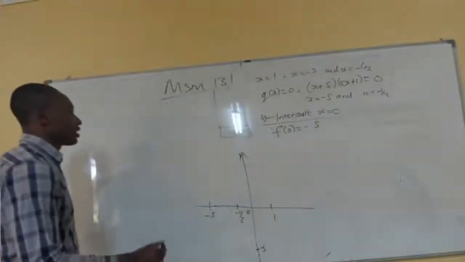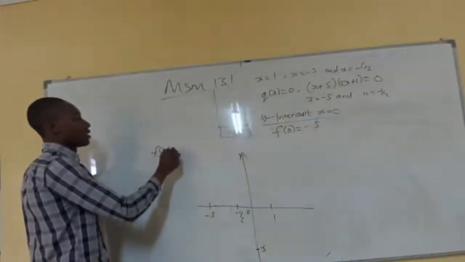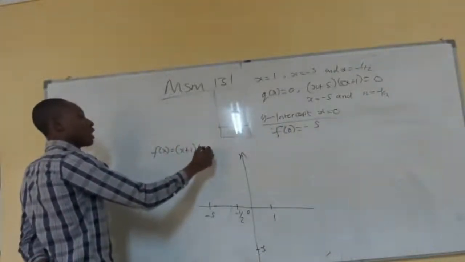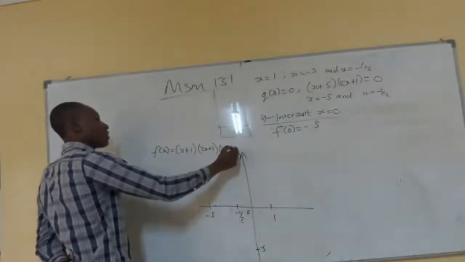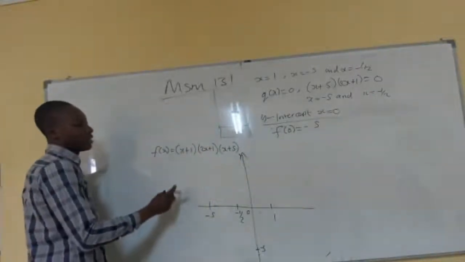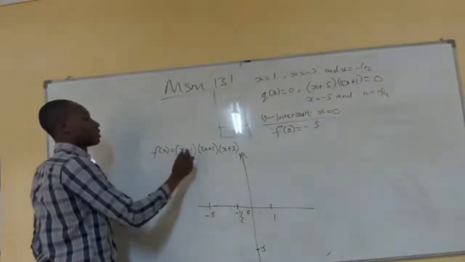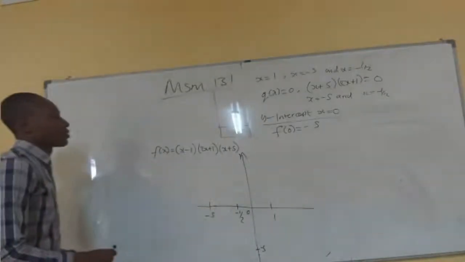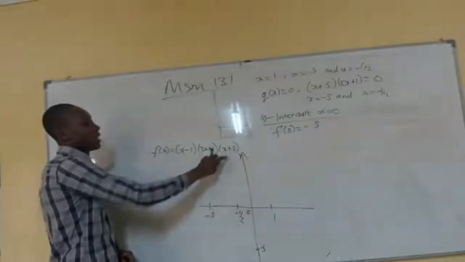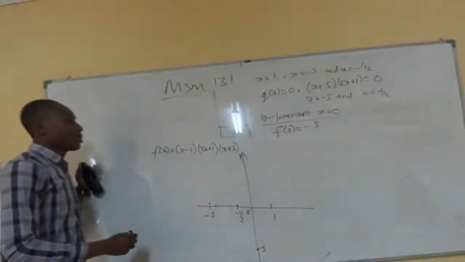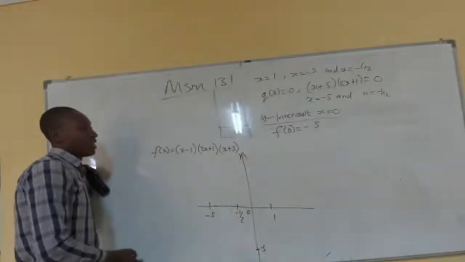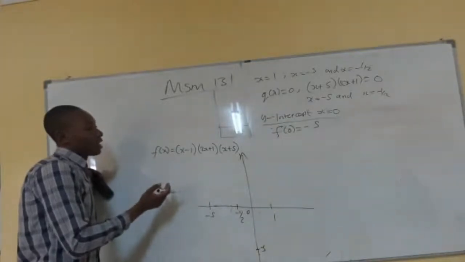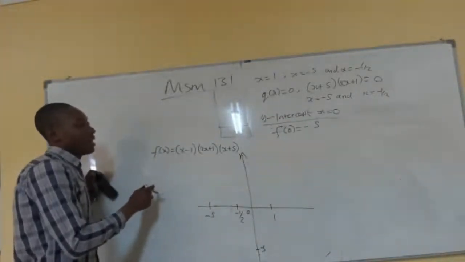When we factorized the function, we ended up having f of x equals x plus 1, 2x plus 1 and x plus 5. Actually this is supposed to be x minus 1, not plus 1. Take note of that. So x minus 1, 2x plus 1, and x plus 5. Let's pick a value before negative 5, let's say negative 6, or we can pick negative 10, even better, a bigger number.